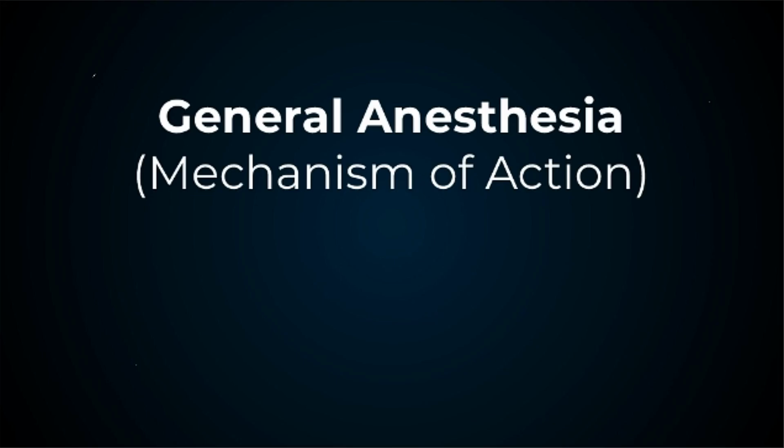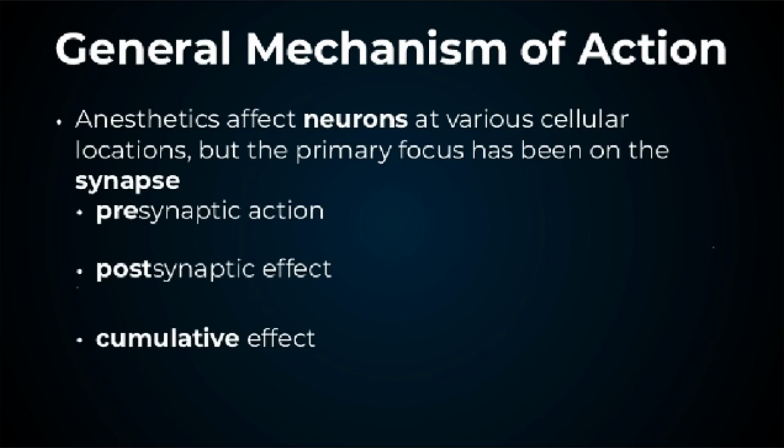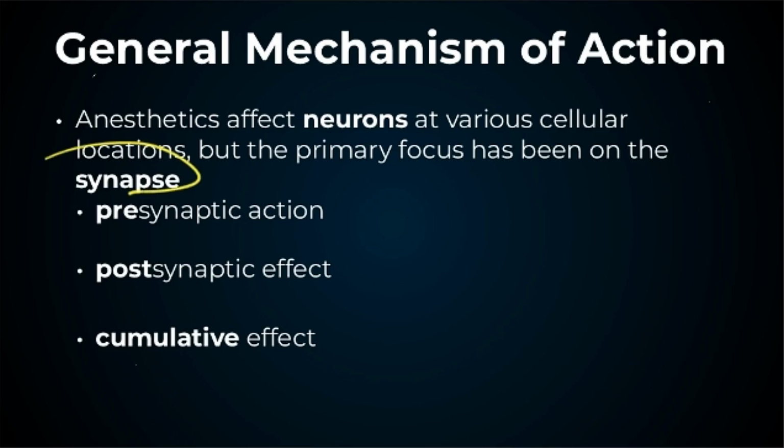Okay, now we go to the mechanism of action of general anesthetics. Anesthetics affect neurons at various cellular locations, but the primary focus has been on the synapse. Anesthetics can affect neurons by actions on the presynaptic neuron, or they can have postsynaptic effects, or they can have a combination of both.